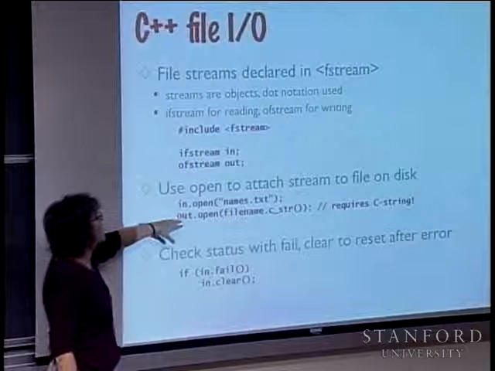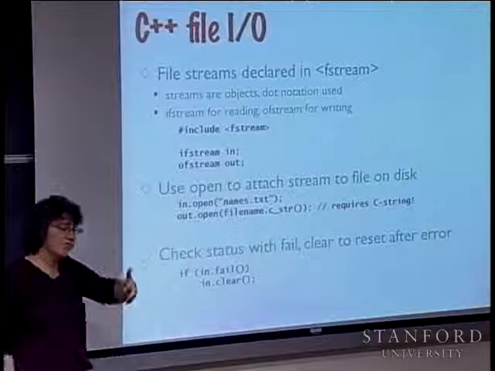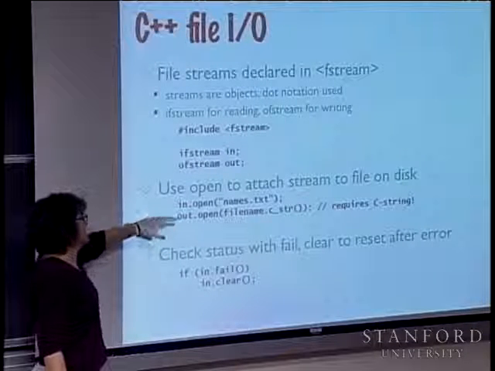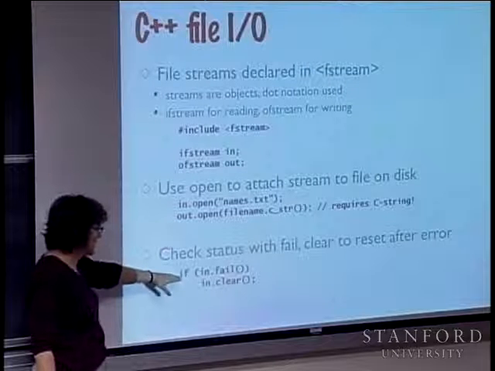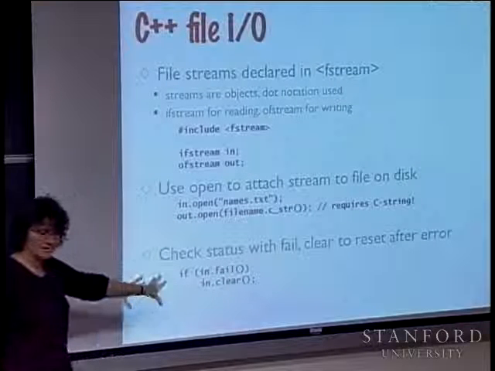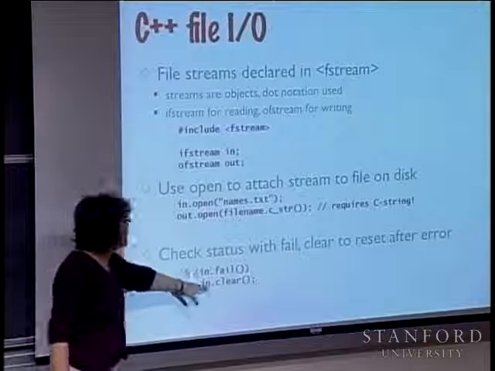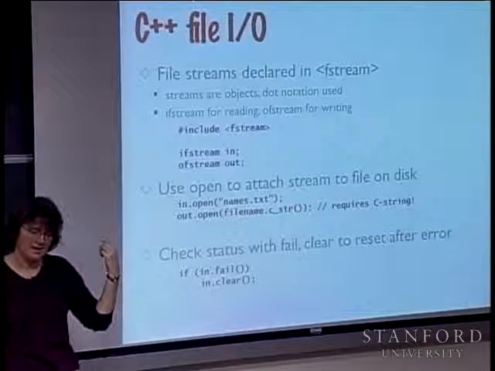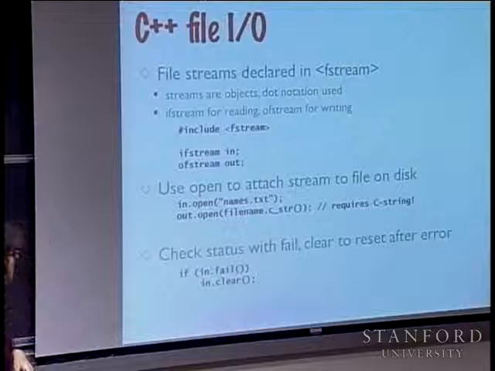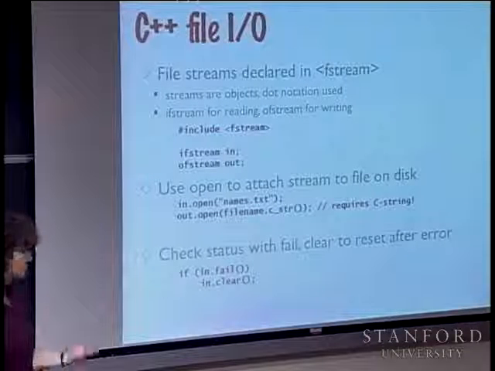So, for example, if you were trying to open a file that the user gave you a name for, they might type the name wrong. So you could try in.open, check in.fail. If it failed, say, no, I couldn't open that file, why don't you try again? Get a new name, then clear the state, come back around and try another in.open until you get one that succeeds.